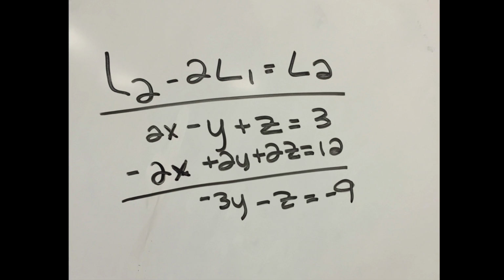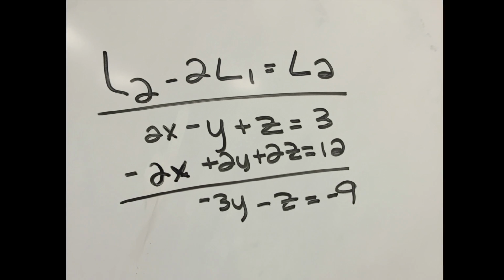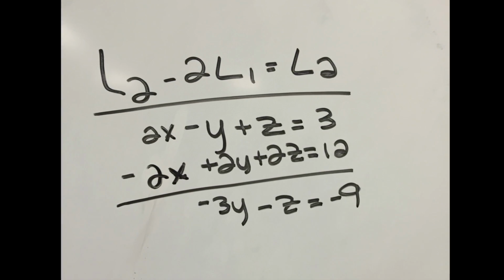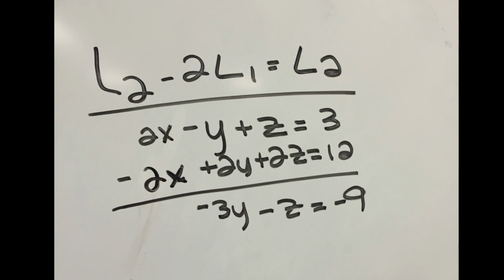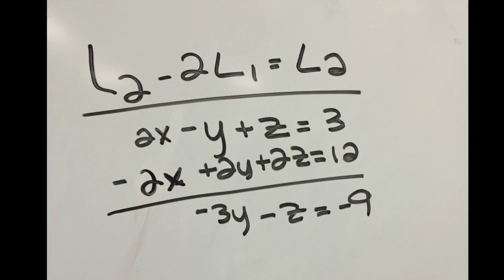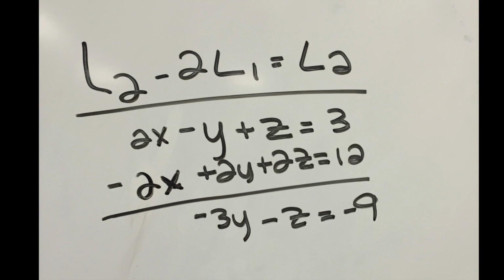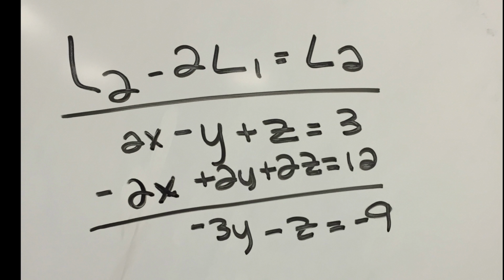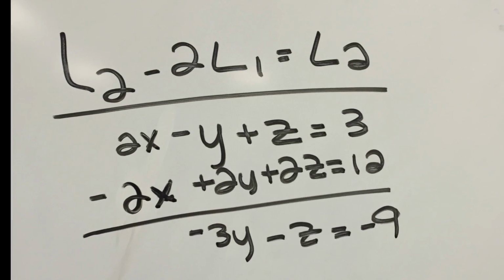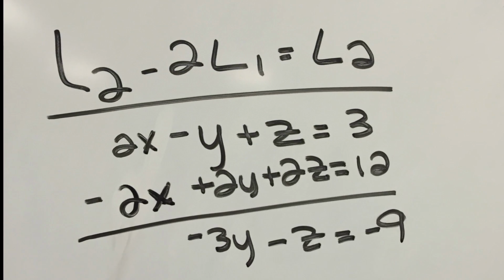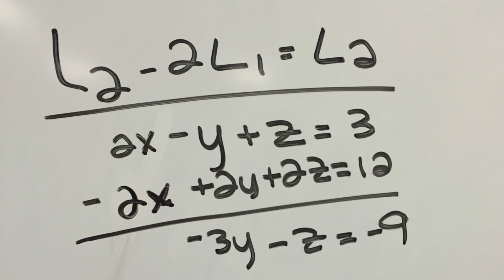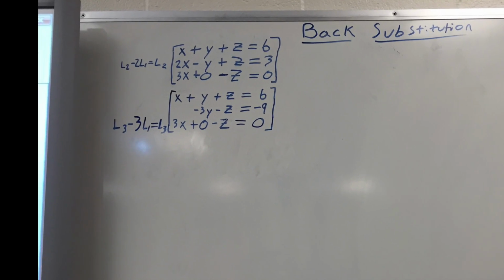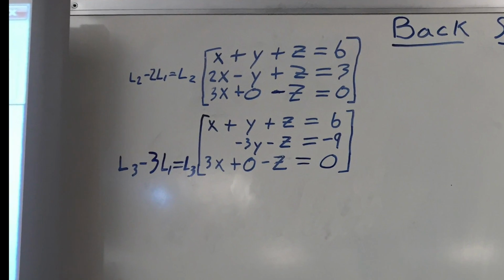Our first step was line 2 minus 2 times line 1, which equals line 2. Line 2 is 2x minus y plus z equals 3. And 2 times line 1 is 2x plus 2y plus 2z equals 12. And we subtracted them, which equals negative 3y minus z equals negative 9. As you can see, we modified line 2 and put it back into our original problem.